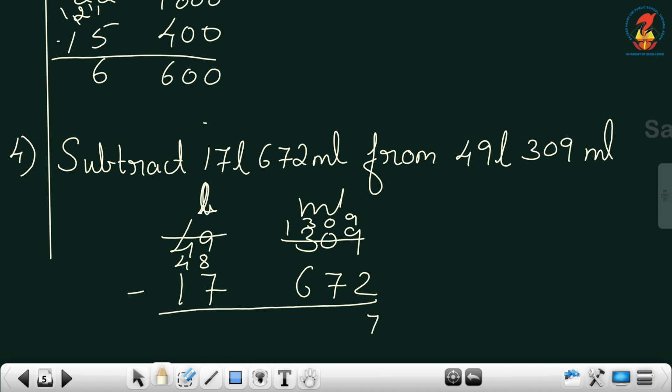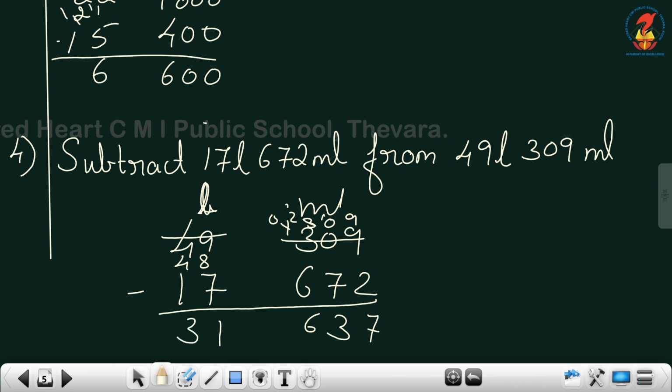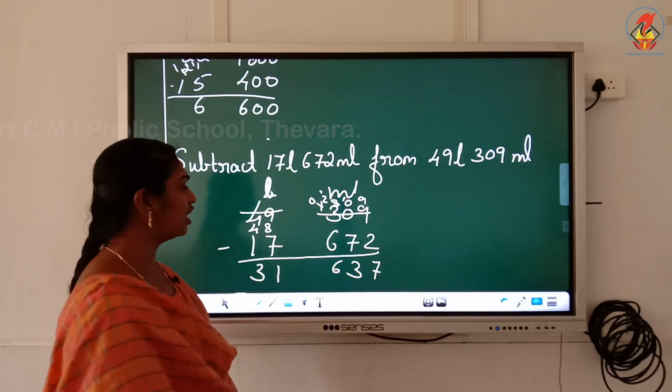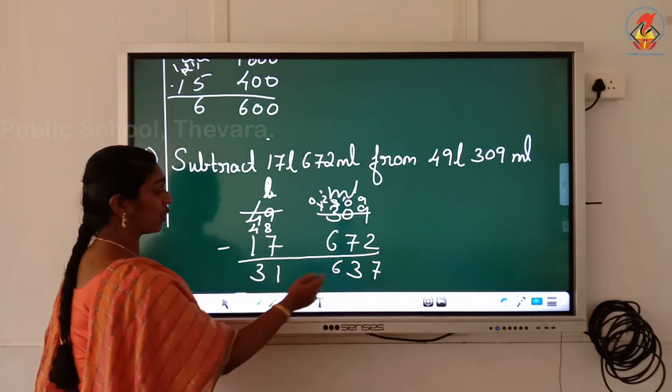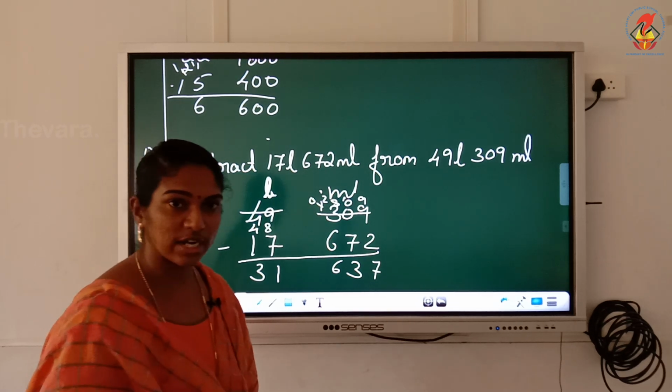9 minus 2, 7. 0 minus 7 not possible. Borrow. It becomes 10. 10 minus 7 you get 3. 2 minus 6 not possible. Borrow. It becomes 12. 12 minus 6 is 6. Here 8 minus 7 you get 1. 4 minus 1 you get 3. So what is the answer? 31 liter 637 milliliter. So understood, children?